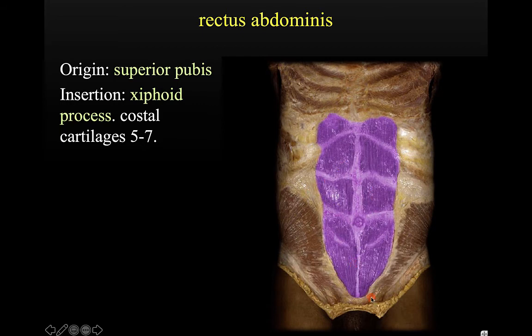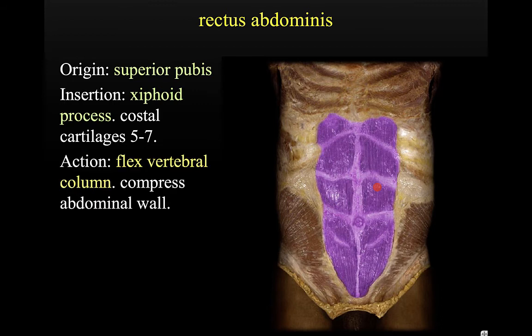We have an origin on the superior portion of the pubis. We have an insertion up here high on the xiphoid process and adjacent costal cartilages. We can see the linea alba separating the right and left rectus abdominis muscles. And the action of this is the easiest and most obvious. This is going to flex the vertebral column.